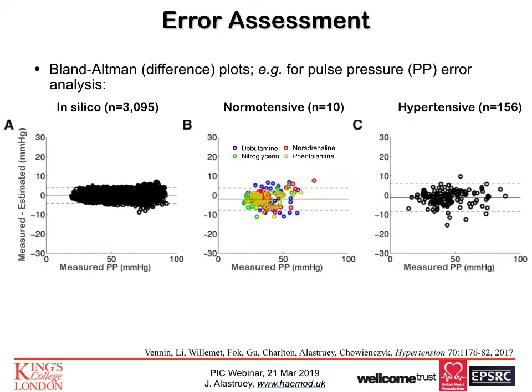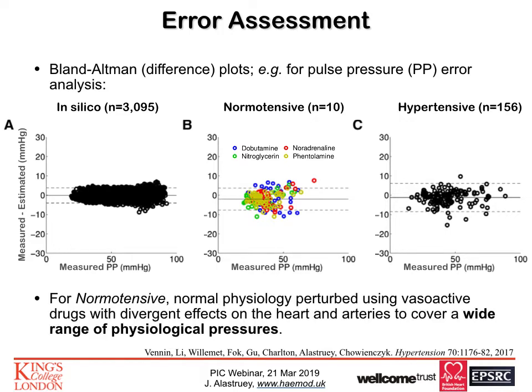The three Bland-Altman plots indicate that we obtain reasonable errors for a wide range of pulse pressure values. In normotensive subjects, normal physiology was perturbed using vasoactive drugs with divergent effects on the heart and arteries to cover a wider range of physiological pressures.